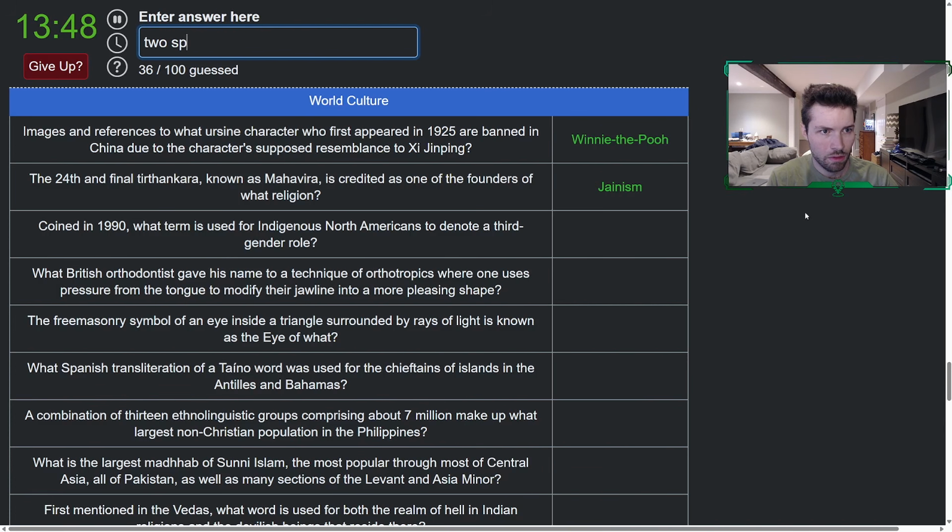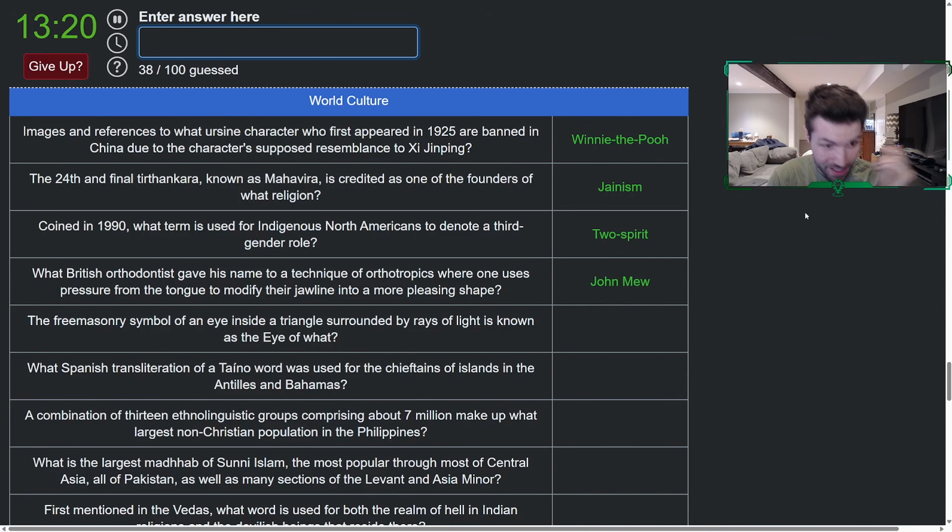No? Okay, yeah, two-spirit. There we go. What British orthodontist gave his name to a technique of orthotropics where one uses pressure from the tongue to modify their jawline into a more pleasing shape? What on earth? What? Orthotropics. What the heck? Mewing. Oh, it actually is. Oh my god.